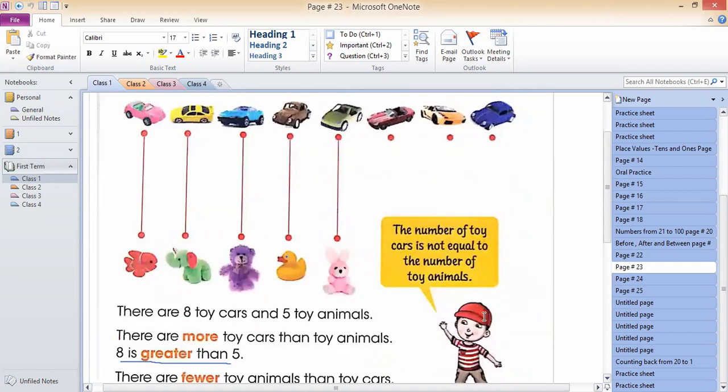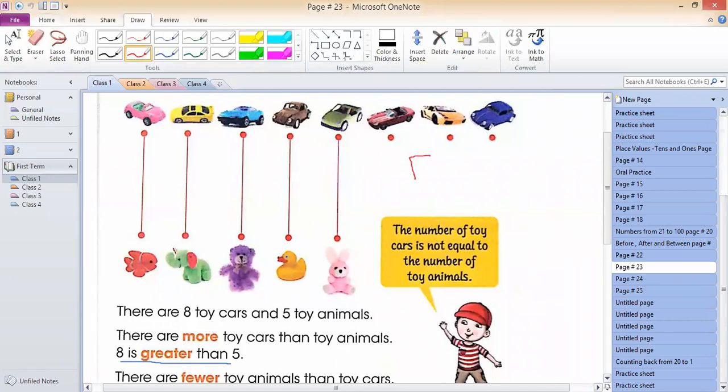So guys, when the number of pencils is the same, we say they are equal, they are the same. But when the number of pencils is greater, let's suppose I have 5 pencils and my friend has only 3 pencils. So now I have more pencils. 5 is bigger than 3. I can say that I have more pencils than my friend, because I have 5 pencils and he only has 3 pencils. And 5 is greater than 3.